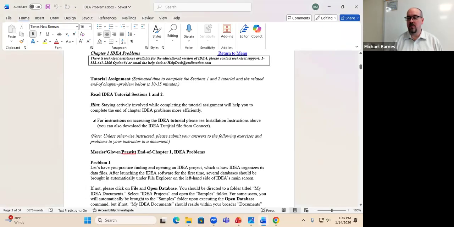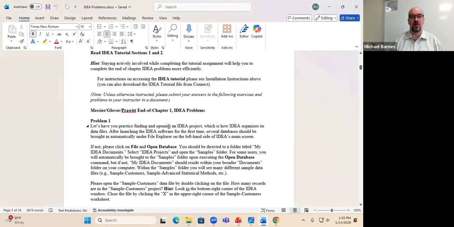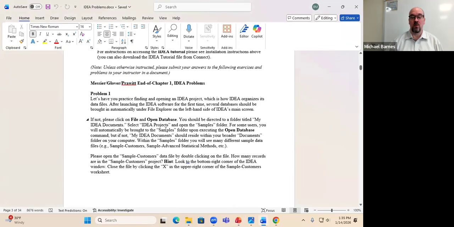So the chapter 1 idea problems, basically it's going to say review the first tutorial sections. It's pretty easy reading. It's only a few pages, and it just kind of gives you some introduction as to file management with idea, which is very intuitive. Your first assignment actually is just going into idea, opening a file, and then trying to tell me how many records are in that file.